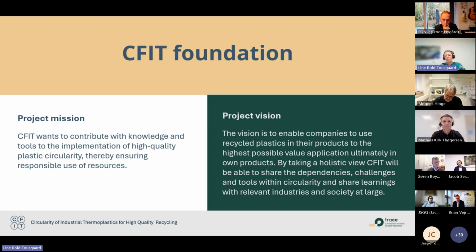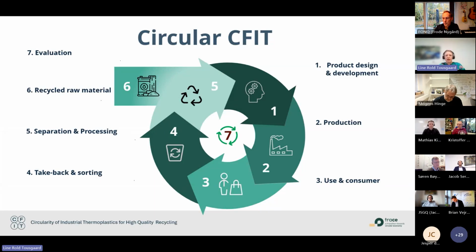and the holistic view of the CFIT project also hopefully enables us to share these dependencies and challenges and tools that we have been looking into in the project, and share the learnings with you and with the industry and society at large. The CFIT project has been looking into the whole circle of the material flow. So this circle draws up how the material goes around in the circle, and we have been looking into the different parts of the circle.